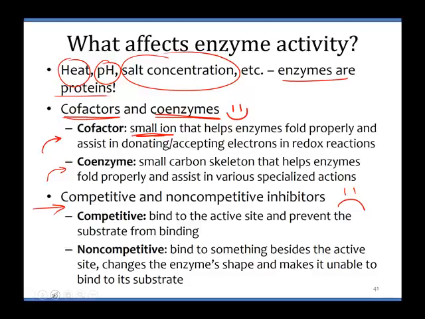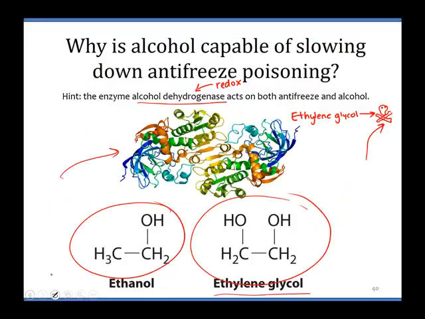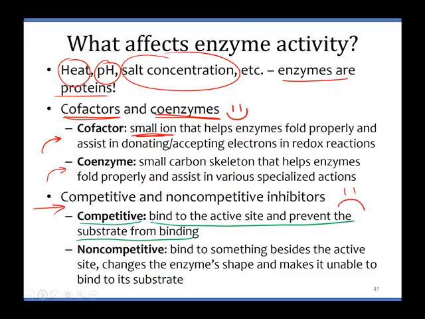So a competitive inhibitor will bind to the active site of an enzyme and prevent the normal substrate from binding. So actually, over here, if we were to treat antifreeze poisoning using alcohol, alcohol would be considered the competitive inhibitor. A non-competitive inhibitor binds somewhere else on the enzyme, causes the enzyme to change shape, so the enzyme is no longer able to bind to its substrate. So both these inhibitors do the same thing. They prevent the enzyme from attaching to its substrate, but just in different ways.